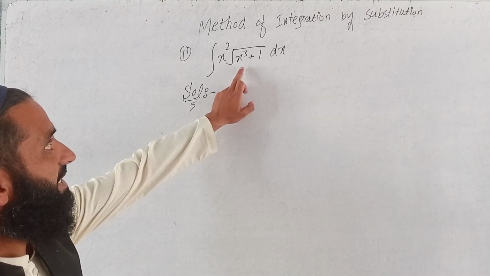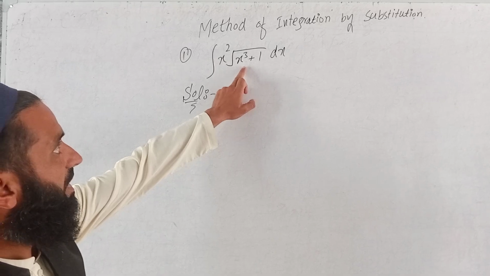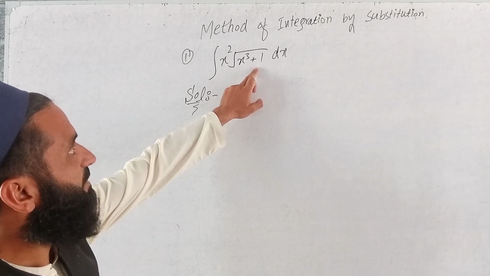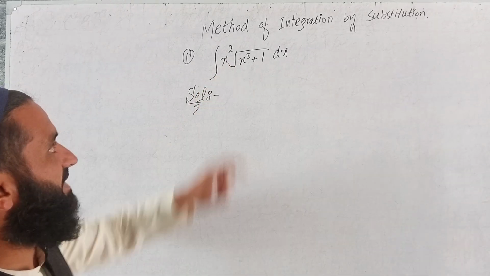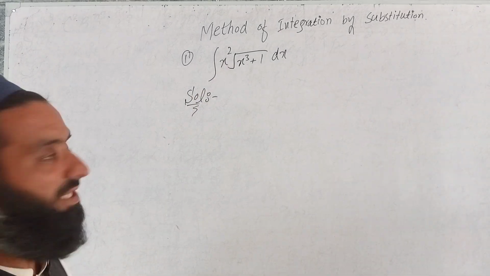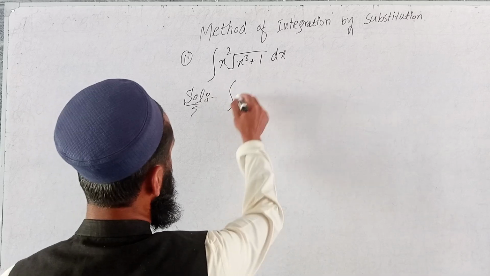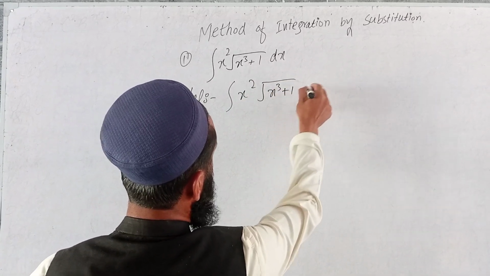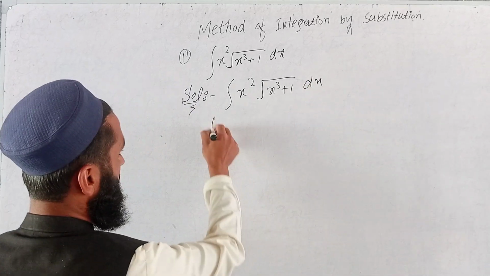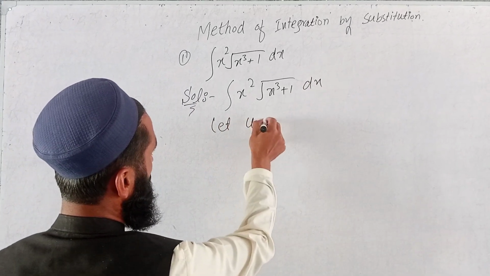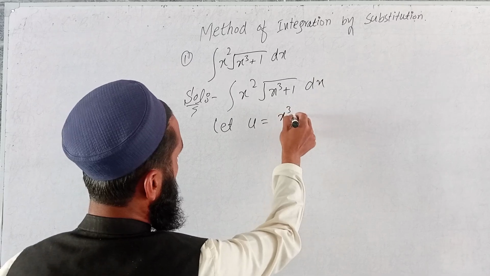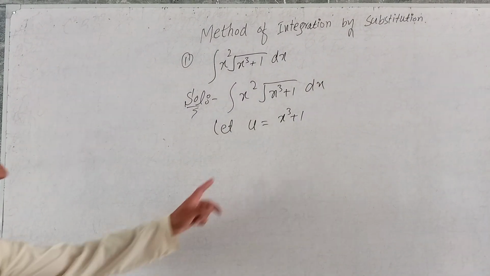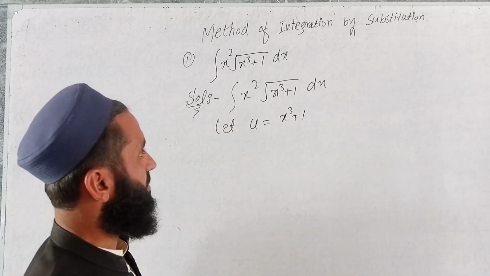If we solve the given function, x cube plus 1, the derivative of x cube plus 1 is present outside the radical sign. Therefore, first we suppose that u is equal to x cube plus 1.